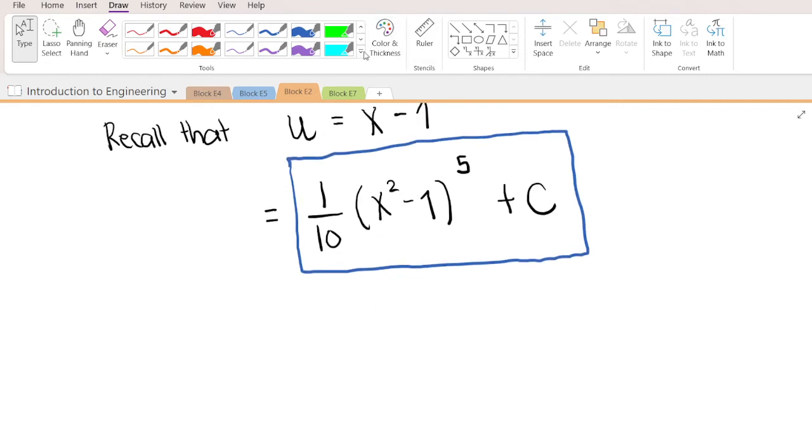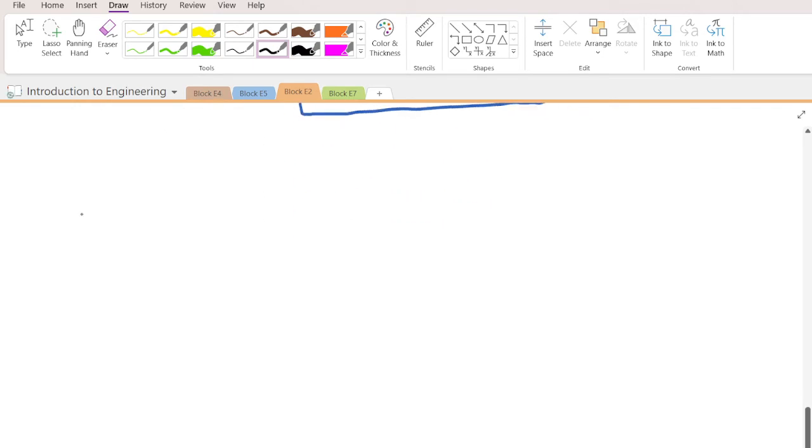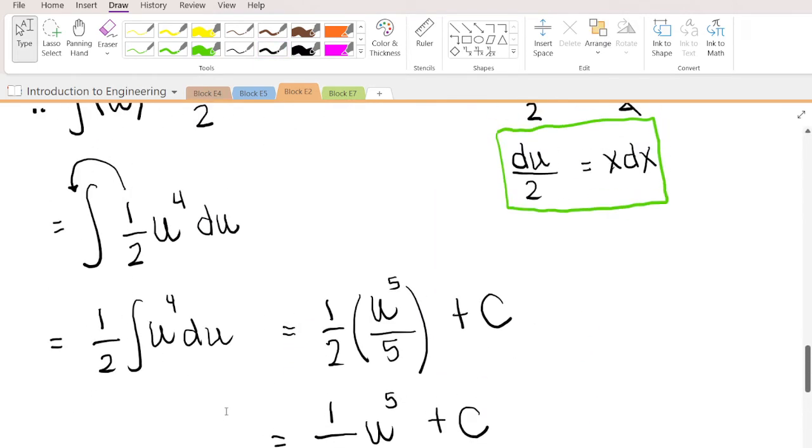Okay, the third item. Okay, what is the third item here?